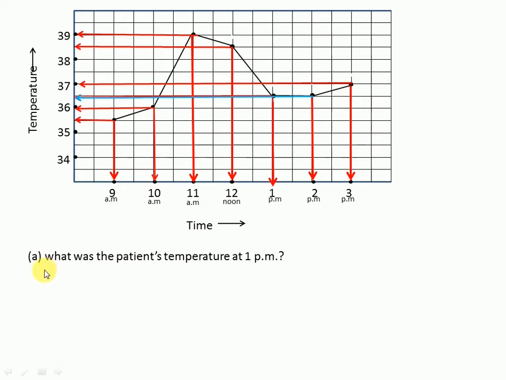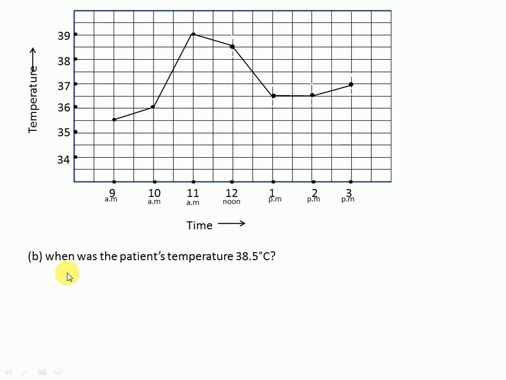What was the patient's temperature at 1 PM? See here, this is 1 PM. The temperature we have already seen, in between 36 and 37, means 36.5. Right here, the patient's temperature at 1 PM is 36.5 degrees.